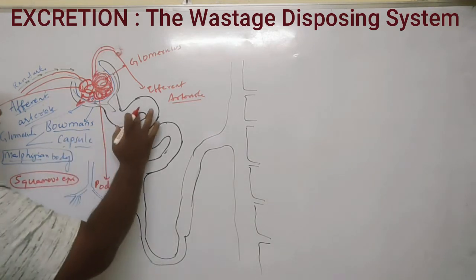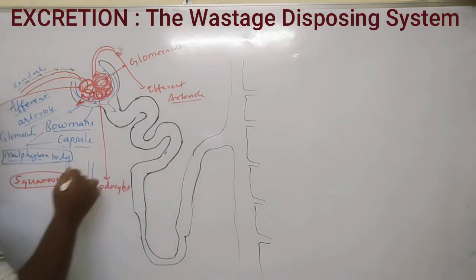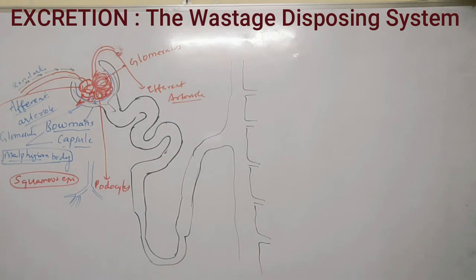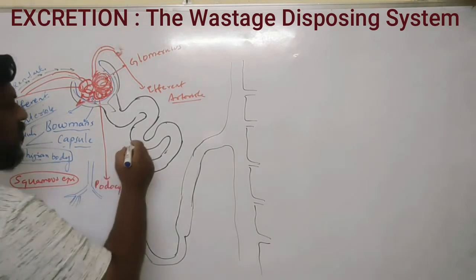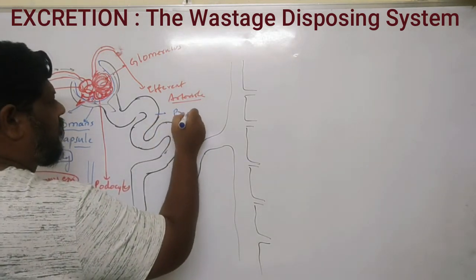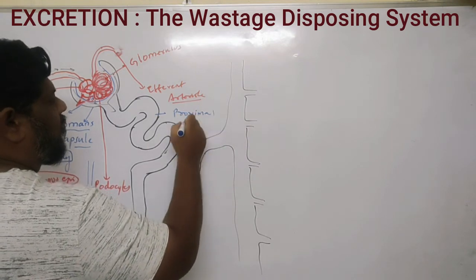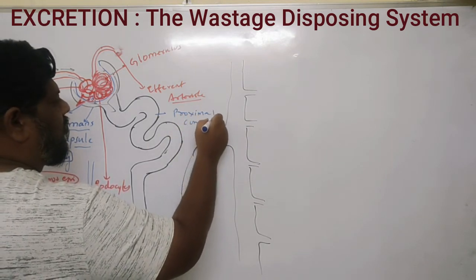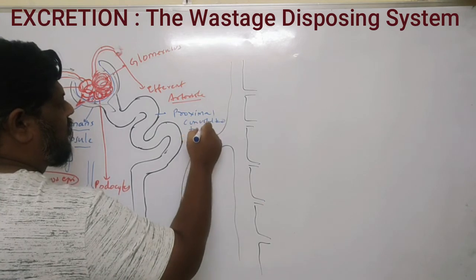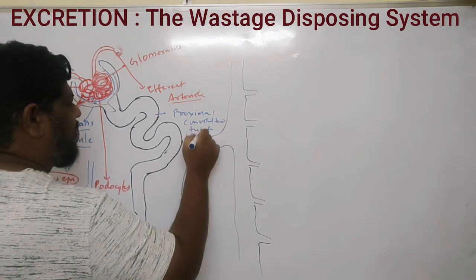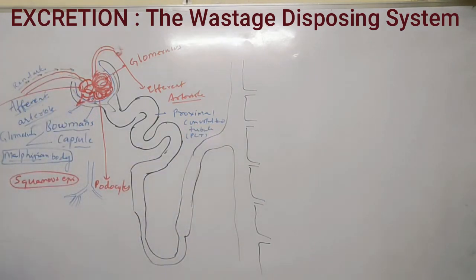Now we can see here a coiled part, isn't it? So you can observe a coiled part here, and this coiled part is called the proximal convoluted tubule. Proximal convoluted tubule. I'm writing here: proximal convoluted tubule. We call it PCT.